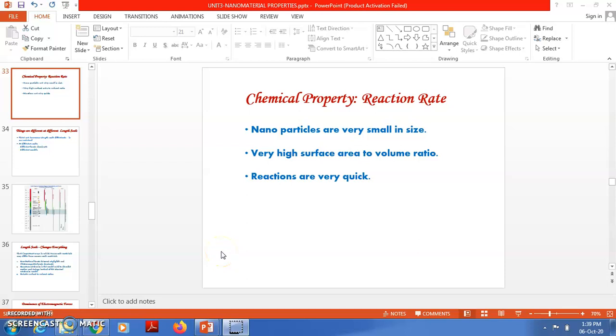Here we are going to continue the size dependent properties of nanoparticles. In this we are going to see the chemical property. In this chemical property, the reaction rates depend upon the nanoparticle size. When the nanoparticle is very small, the reaction rate is very high in the chemical, as well as the higher surface energy and very high surface area to volume ratio also increase the chemical reaction rate.